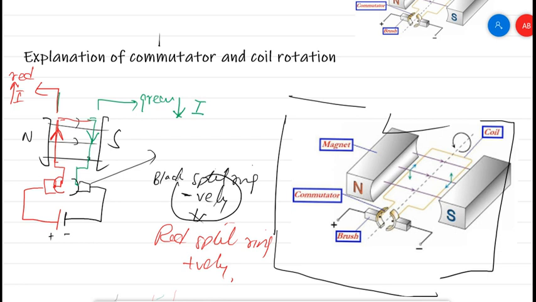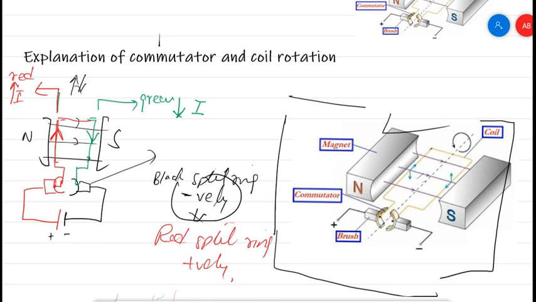Okay, so if there is interaction between the two magnetic fields, what will happen? A force will act on the conductor through which current is flowing; it will experience a force. So now how can we get to know the direction of the force? On this side, the red side, will the force be in the upward direction or the downward direction? And what about this green side?